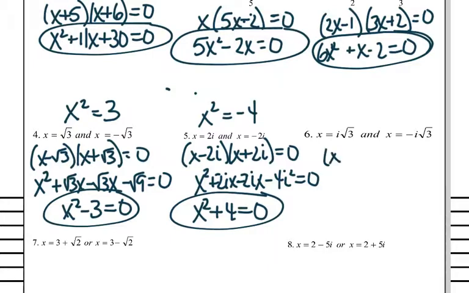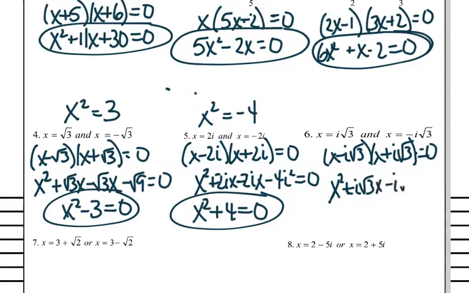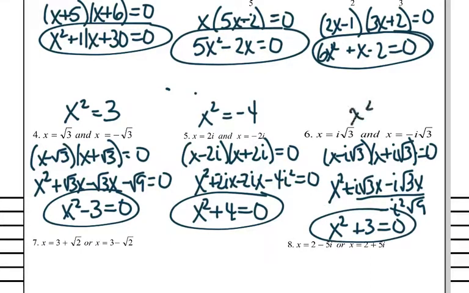Last one here, x minus i root 3, x plus i root 3. Now this one looks a little stressful, right? So x squared, the outers and inners are going to cancel out: plus i root 3 x, minus i root 3 x. The last part is the hardest one. It's minus i squared root 9, which is the same thing as what? Plus 3 equals 0. Or the same thing as x squared equals negative 3.